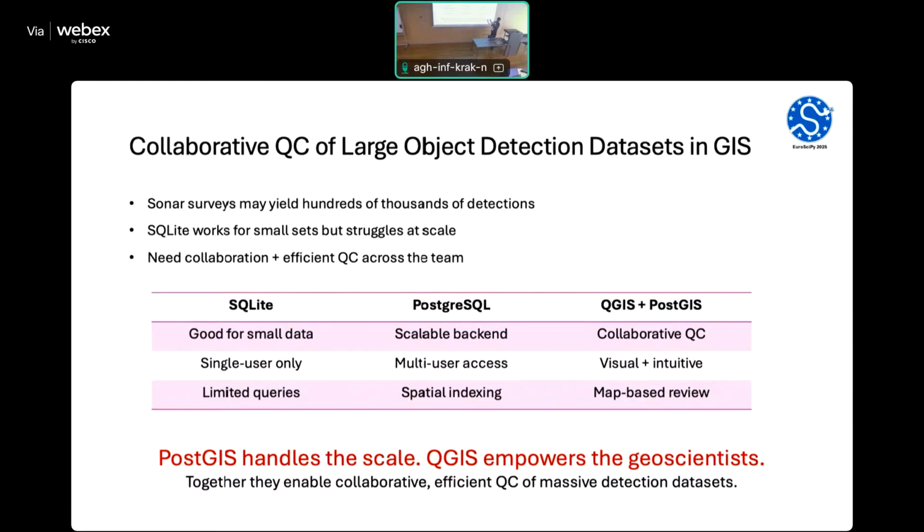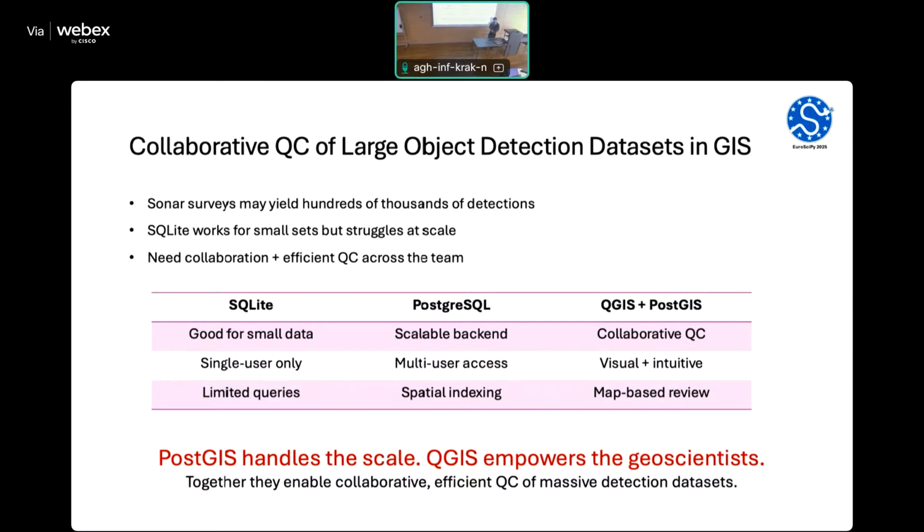What it does is let you collaboratively QC, so a team of geoscientists can work together. It is visual and intuitive, as I showed you in the last one. The geoscientist can see if it's a boulder or not, or stone or not. And it has a map-based review, which is great for a geoscientist to work on. What delivers more power is that PostGIS handles the scale, 500,000 boulders. We are QCing these detections, so 5 geoscientists sit together. I can find out who has reviewed this part of the boulders, so I can do efficient querying using PostGIS.